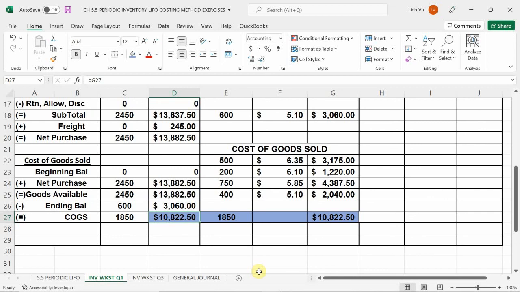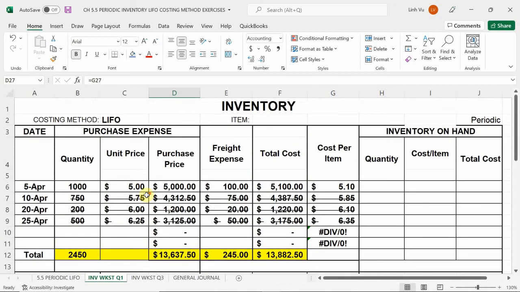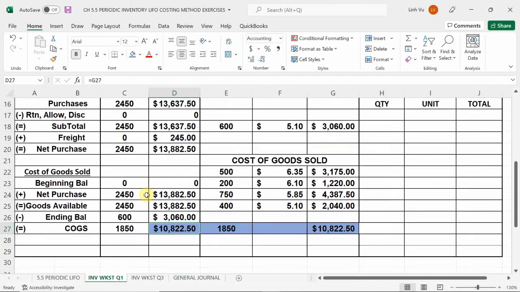Okay? So again, you can solve for either or, any way that you get to this exact answer. Any questions so far on how to use the inventory worksheet? No questions? Okay. I'm just going to quickly format this real quick so you kind of understand where this number came from.